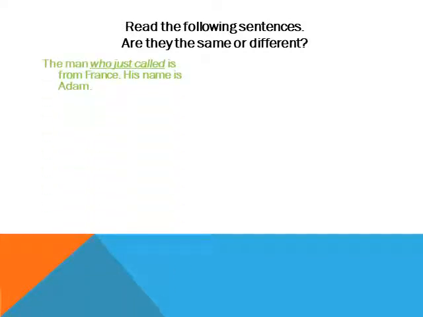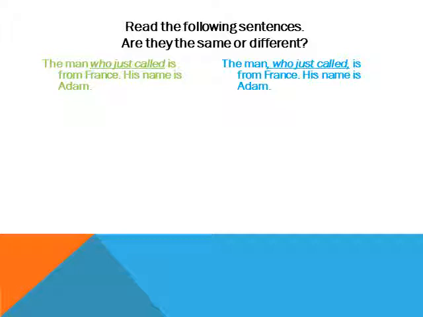The first sentence says, the man who just called is from France. His name is Adam. The second sentence says, the man, who just called, is from France. His name is Adam. So what is the difference between these two sentences? And decide if they are the same. Definitely they are not the same, they are different.